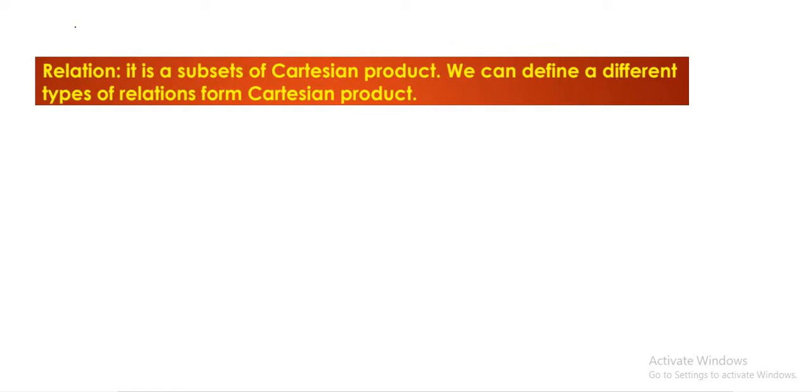Dear students, in this video, we will discuss relations and one problem from relations. So let's begin. You have already read what we mean by Cartesian products and how to find the Cartesian product between two non-empty sets. If we take two non-empty sets and find the Cartesian product between the two sets, then the Cartesian product is a set, you know that.